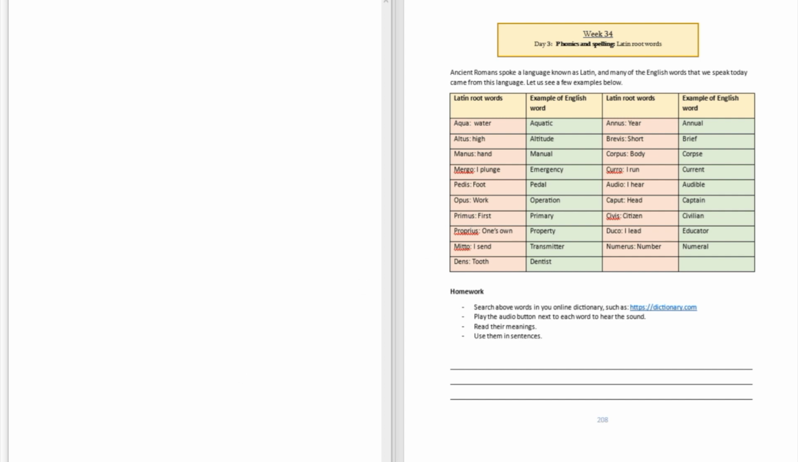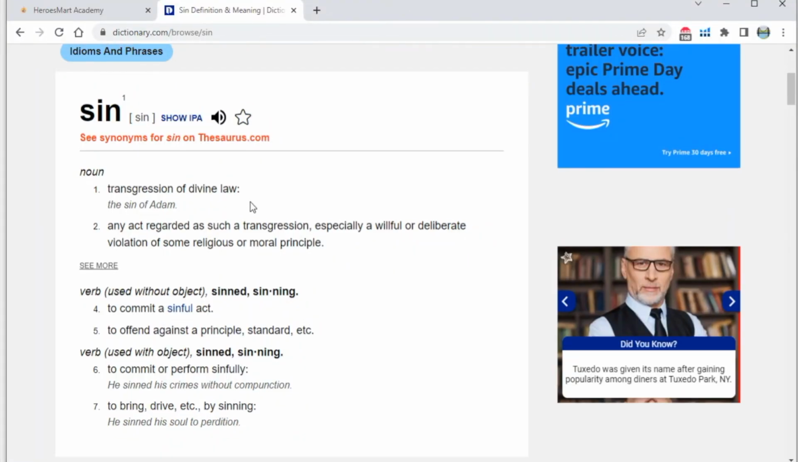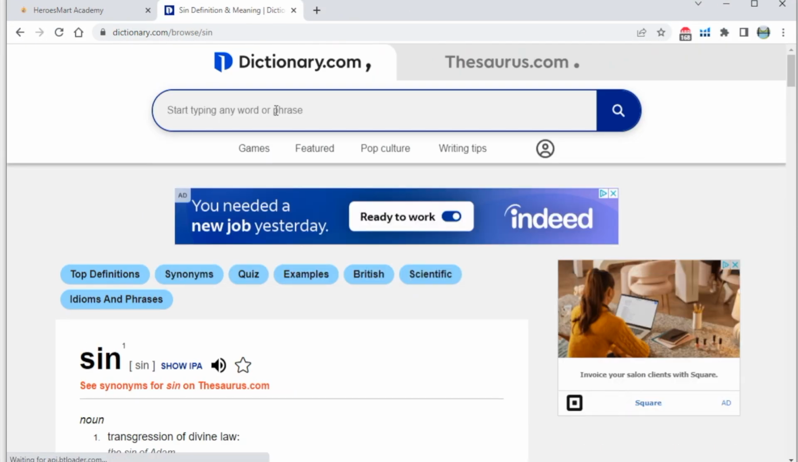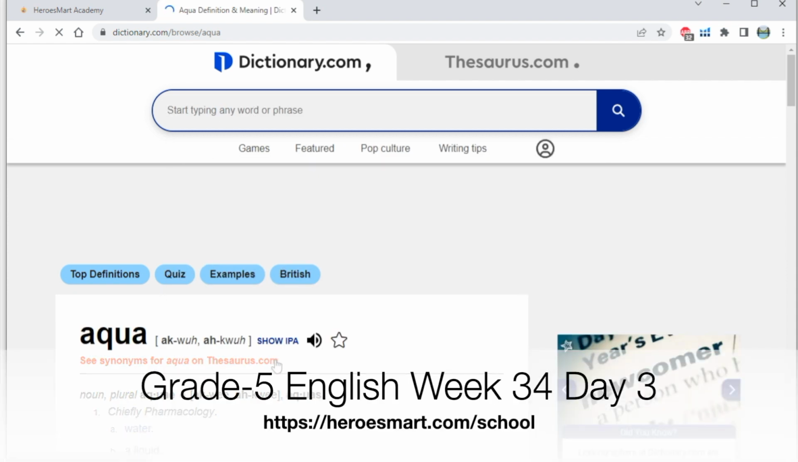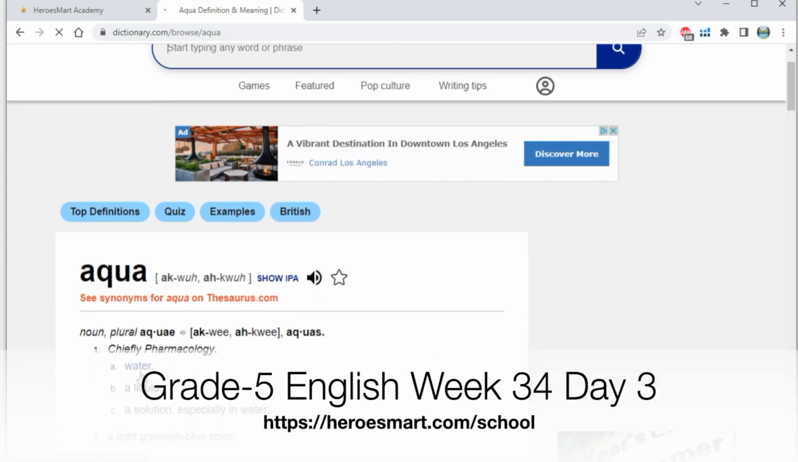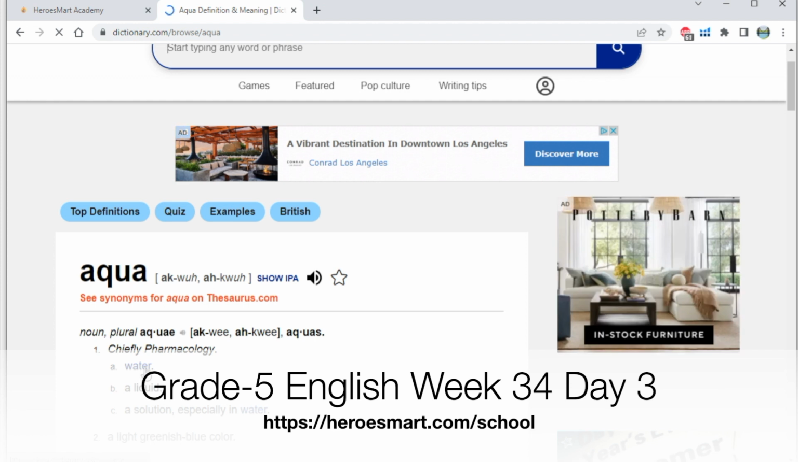In fact, let's try that out right now. We're going to go right now to dictionary.com and type in just aqua. Well, aqua, it came right out. Okay? It means water. Even though it's a Latin word, right now in English we use the word aqua.